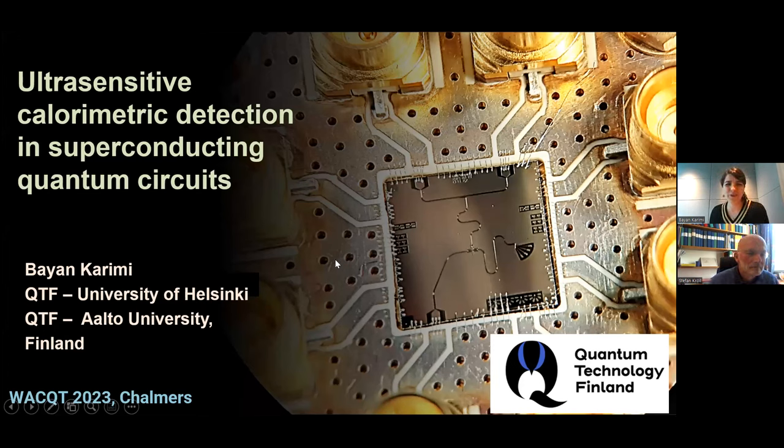First of all, I would like to thank the organizers for giving me the opportunity to present our work here. The main goal of this talk is to present our efforts towards calorimetric detection of small energies.